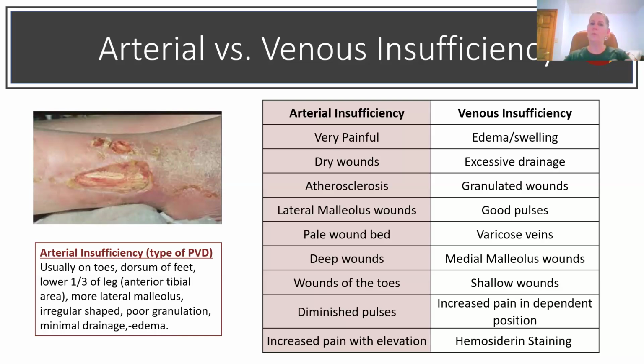They have a pale wound bed because they don't have good vascularization. They have deep wounds because, again, they don't have good vascularization. They don't heal very well. They have wounds on their toes, the bottom of their foot, the top of their foot, because the further you go down the leg, the less and less blood they have, okay? They're going to have diminished pulses, increased pain with elevation. They don't want their leg elevated. They would have a positive Rubor of dependency test.